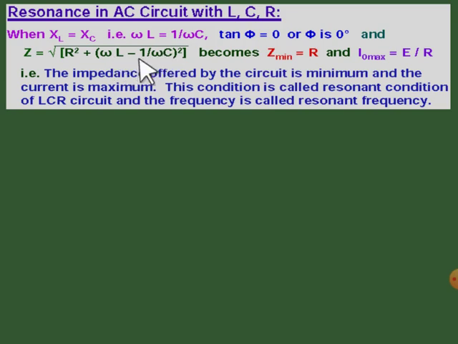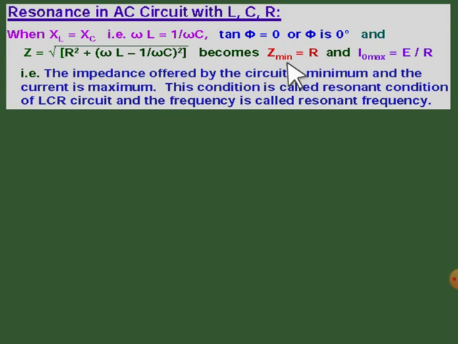Why? Because these two are equal, and if these two are equal, then the difference of these two, the second term, will be equal to 0, and this will be the square root of R squared. So it will be equal to R only. So your Z will be equal to R, and it is the minimum value of Z.